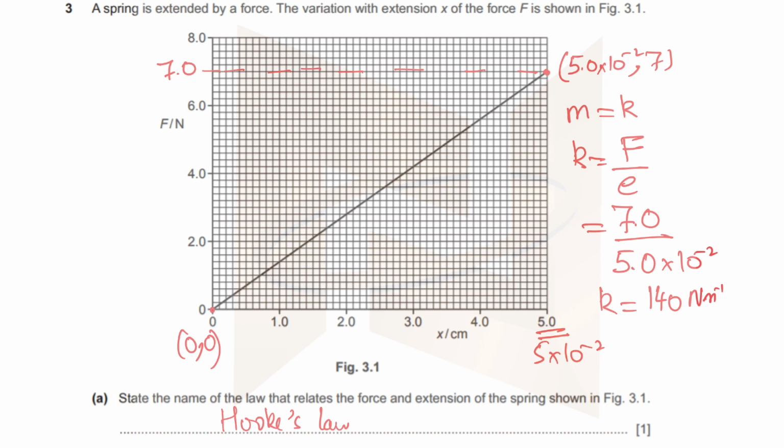Okay? Now I want you to note something here because in the next part we might be needing it. When the extension in the spring is 4 centimeters, what is the force?